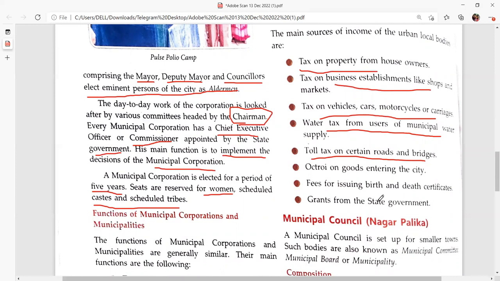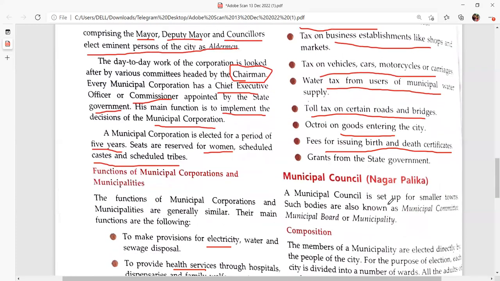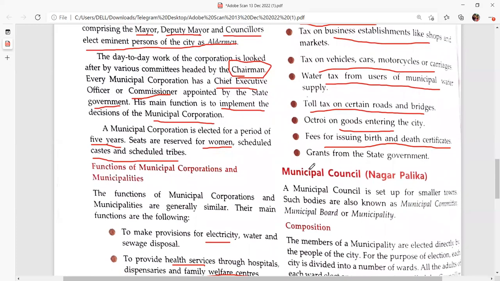Okay? Octroi on goods entering the city. Fees for issuing birth and death certificates. Yes, they charge some fees. For making a birth certificate, they will take some fees. For making a death certificate, also, they will take some fees. Then, also, they will get grants from the state government, the funds from the state government for development works in the city. Now, municipal council, Nagarpalika.